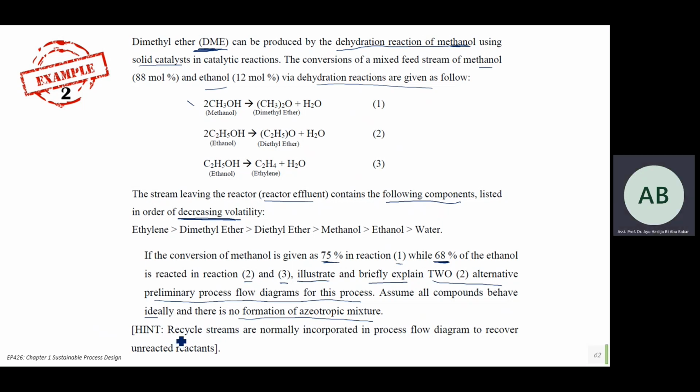Okay, there's one hint over here. Recycle streams are normally incorporated in the process flow diagram, the PFD, to recover the unreacted reactants. So that means over here, the unreacted reactants will be recycled to the feed stream. Okay, try to do this. Make sure you try. We will discuss in our next class.